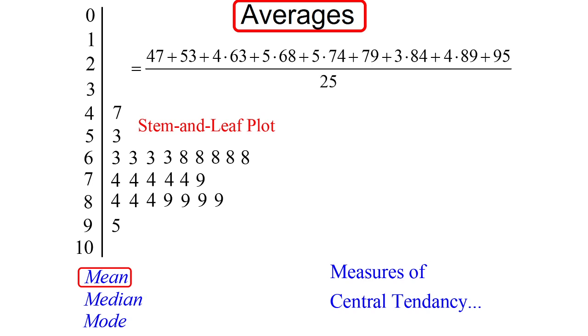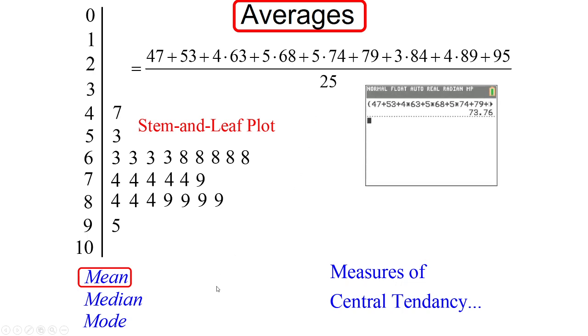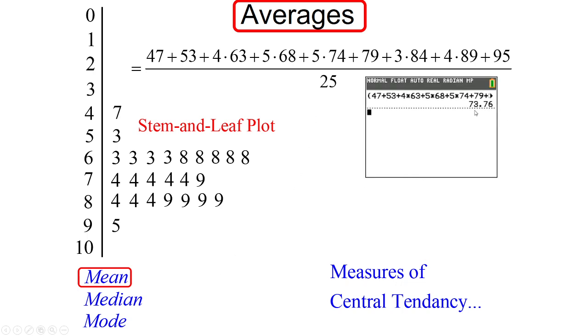So I'm just going to take the sum of all those grades and divide by 25. Now, carefully punch this out on your calculator and make sure you start with a parenthesis and then type all of this out carefully and then close your parenthesis and then divide by 25. And if you do that, you will get 73.76. So that's my mean average, all right? So the mean average that year was approximately 74.